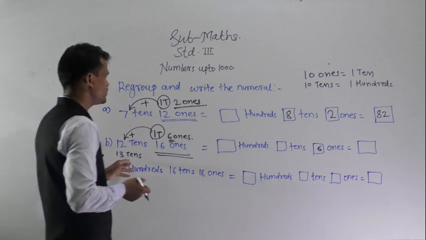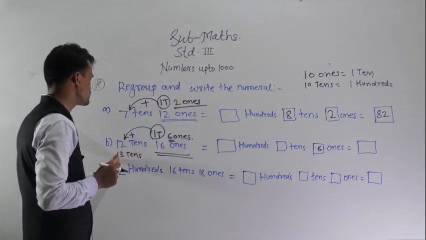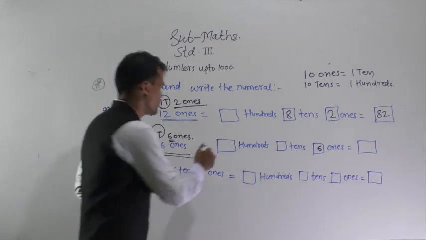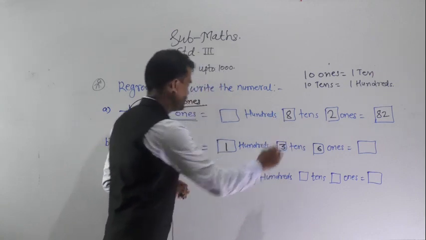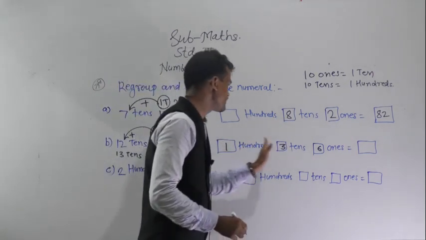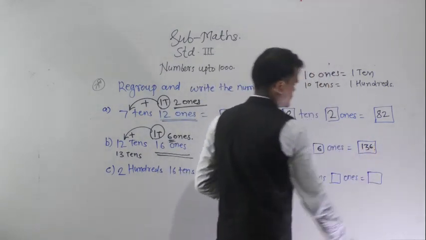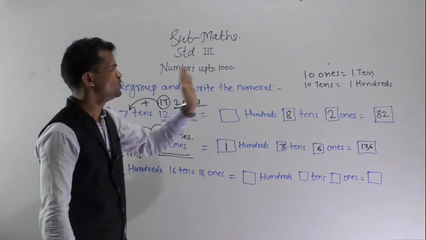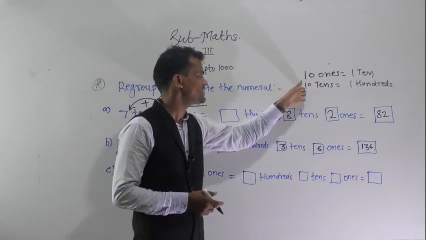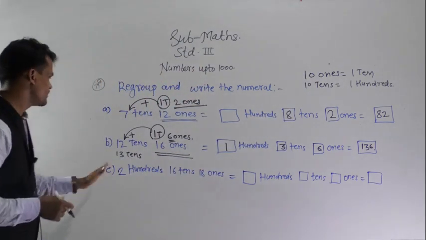Now we know 10 tens is equal to 100. So 13 tens is equal to 100 and 3 tens. Which number is formed here? 136. If you know how many ones is equal to 1 ten and how many tens is equal to 100, then you can do it.